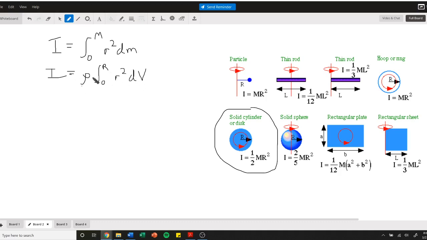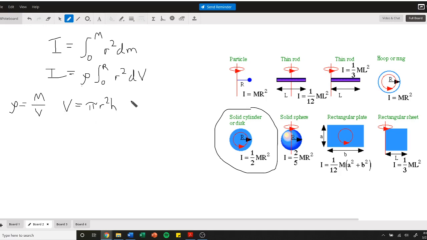So you're changing that mass integral into a volume integral. This is the same equation. This one we can work with for a disk. We know density is equal to mass divided by volume. The volume of a cylinder is the area of a circle times the height. So the volume is pi r squared times the height.